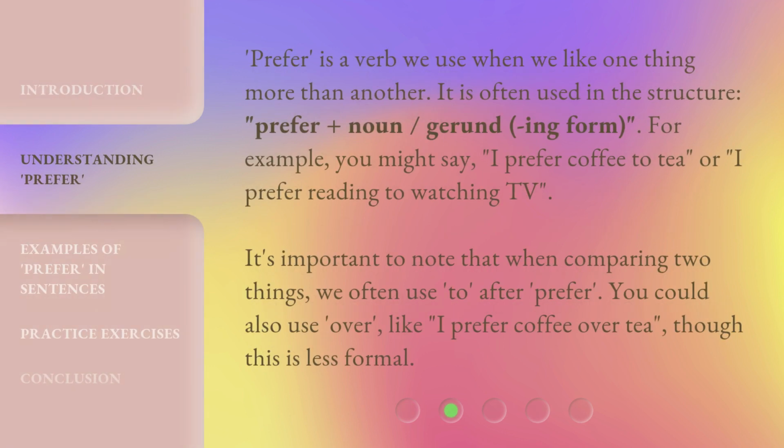Prefer is a verb we use when we like one thing more than another. It is often used in the structure prefer plus noun, or gerund, ing form. For example, you might say, I prefer coffee to tea, or I prefer reading to watching TV. It's important to note that when comparing two things, we often use to after prefer. You could also use over, like, I prefer coffee over tea, though this is less formal.